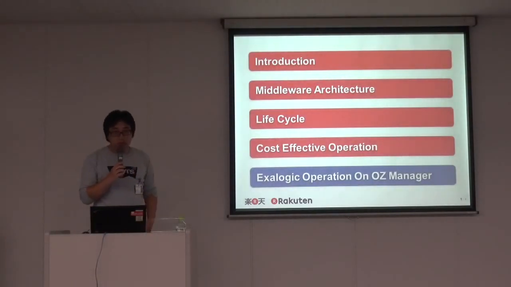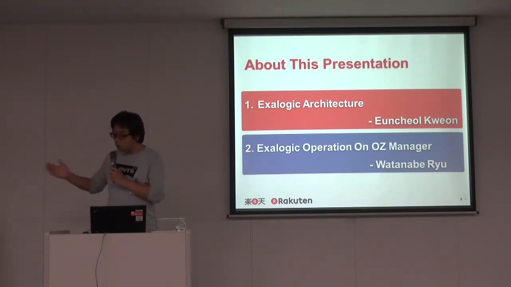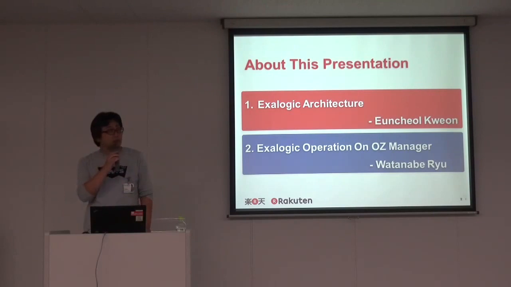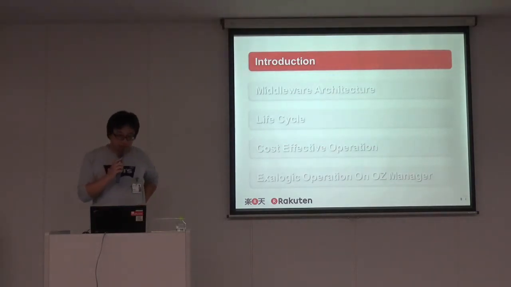Let me show you the structure of ExaLogic. This presentation consists of 5 chapters. It's about the Ichiba architecture on ExaLogic from chapter 1 through 4. And chapter 5 is about ExaLogic operation on Almighty. At first, I will give a presentation about ExaLogic architecture, and Watanabe-san will give a presentation about ExaLogic operation on Almighty. So let's start our presentation.